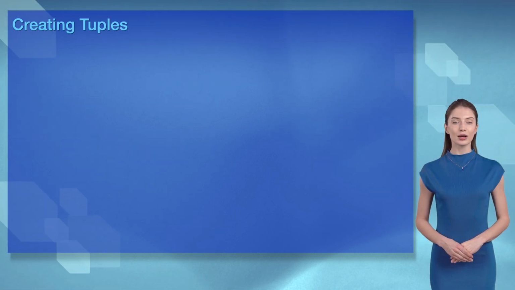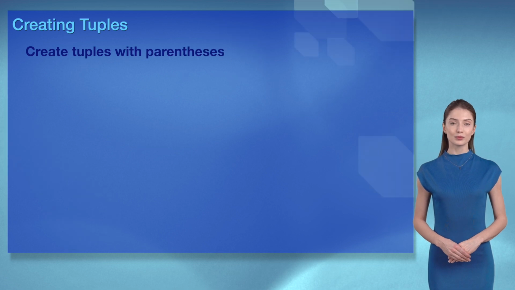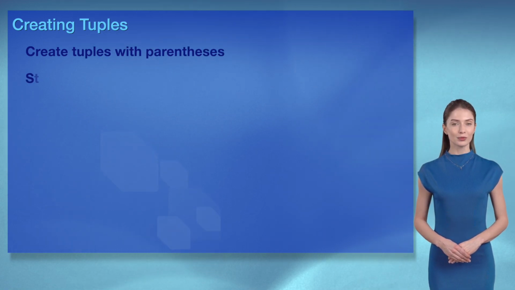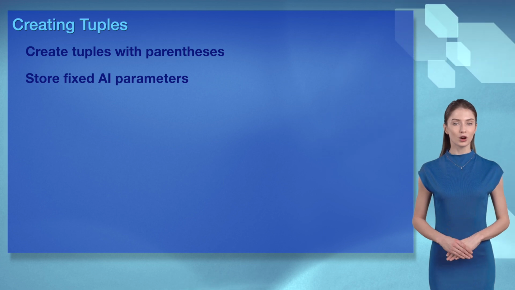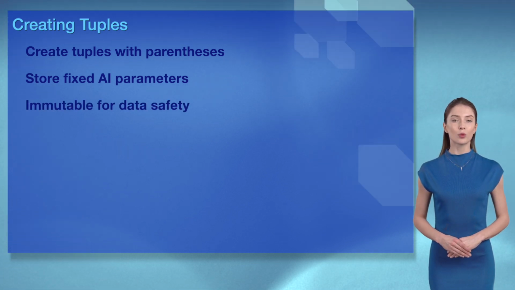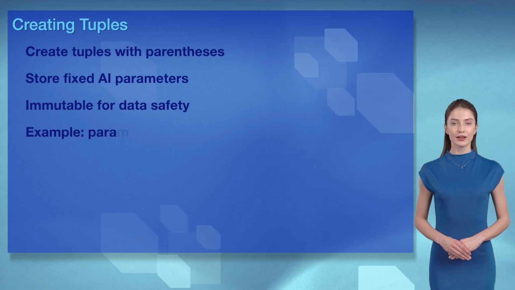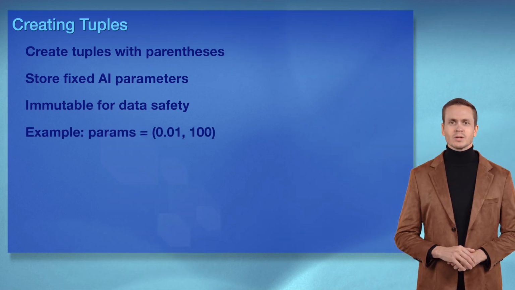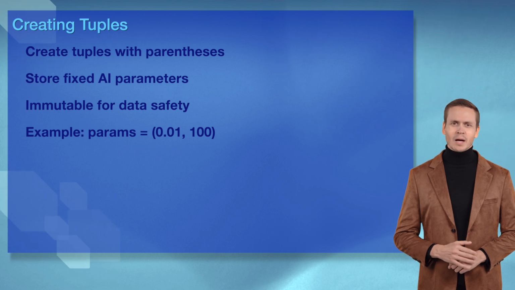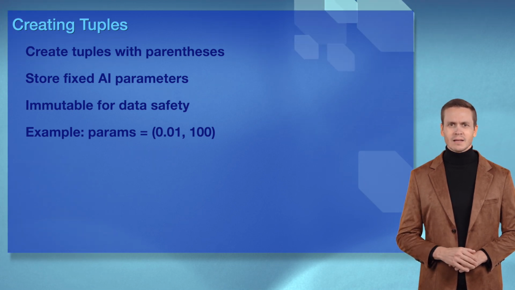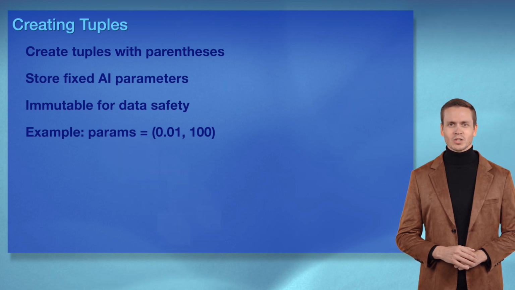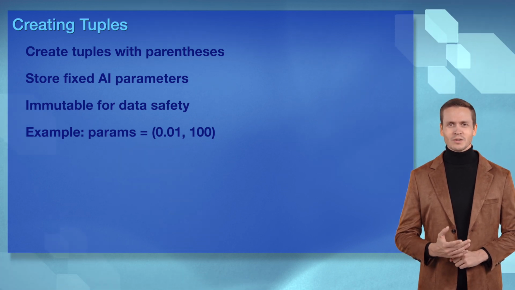Wizards, tuples are created with parentheses, like params = (0.01, True, 100, "model"). They're perfect for AI settings that shouldn't change, like a model's learning rate or name. Once created, tuples stay locked, keeping your data safe and reliable. Tuples are lightweight and fast, which is great for AI performance. You can't modify them, but you can access their data, like params[0] to get 0.01. We'll show you how tuples work in our demo, wizards.